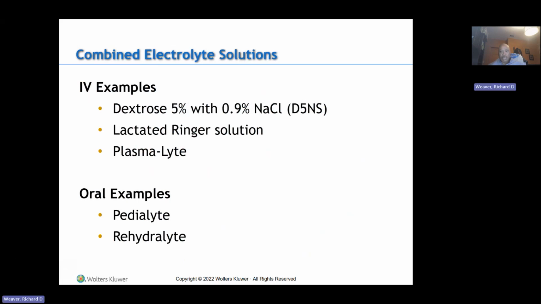So these oral electrolyte solutions are most often used to replace loss of electrolytes and fluids in conditions such as severe vomiting and diarrhea.